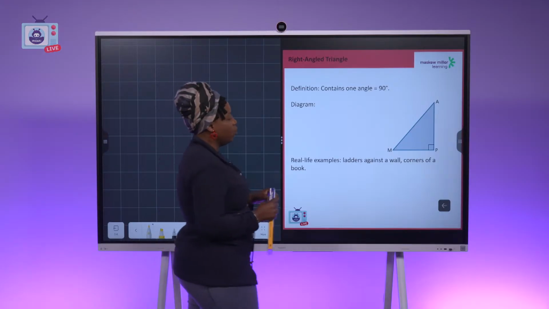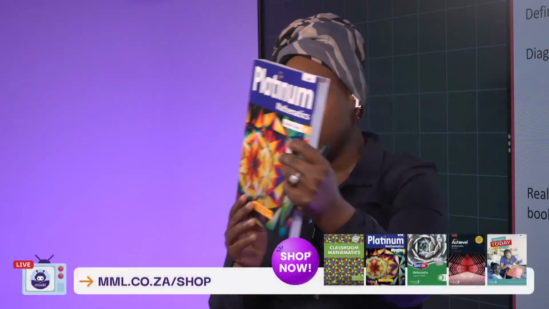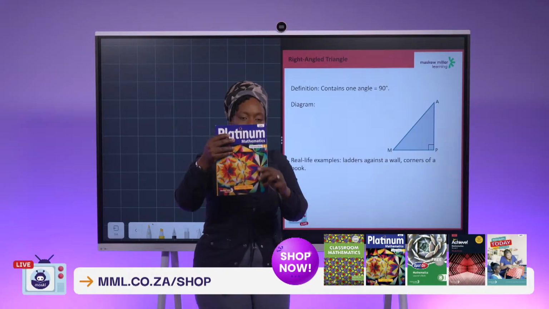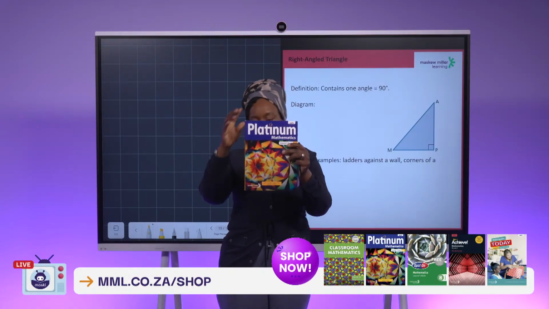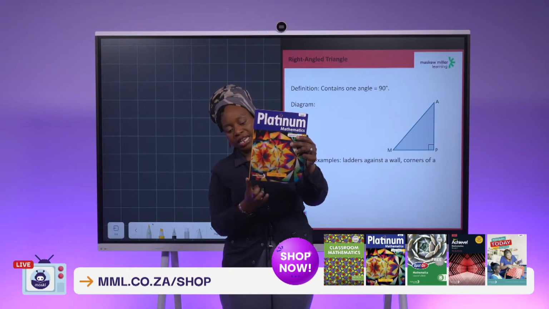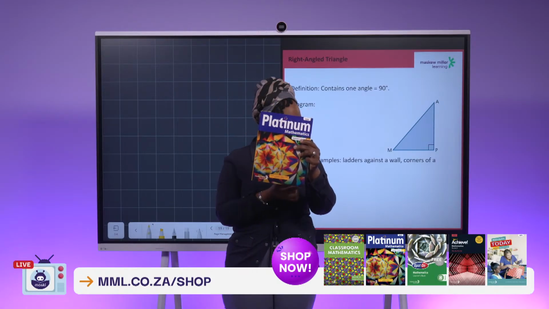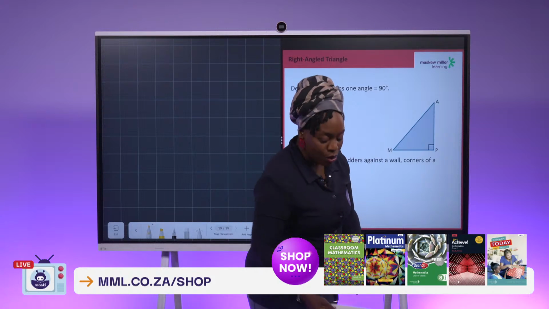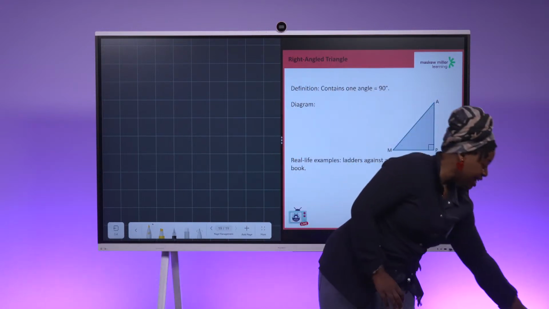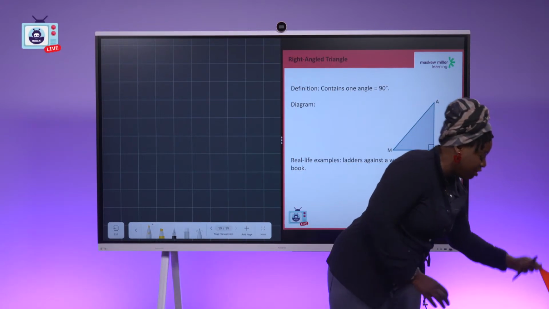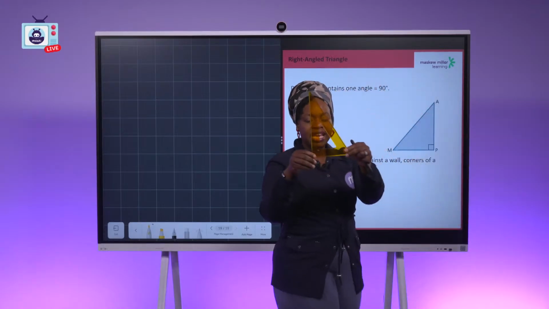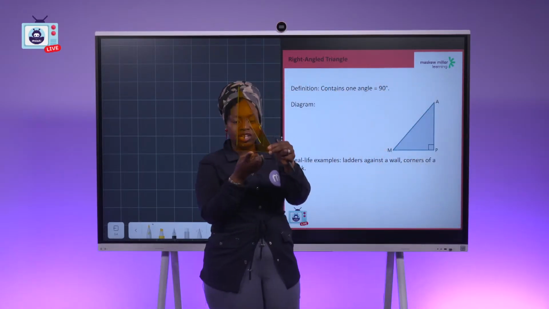Then we have another one, which is a right-angled triangle. I always just use a book for the right-angled triangle, because if you check the corner of this book that I'm having here, there at the corner you can see there's a 90 degrees angle. That is a right-angled triangle, just like that. There are rulers that also show the right-angled triangle, and you can find it if it's sitting like this. That is my right-angled triangle, just like that.